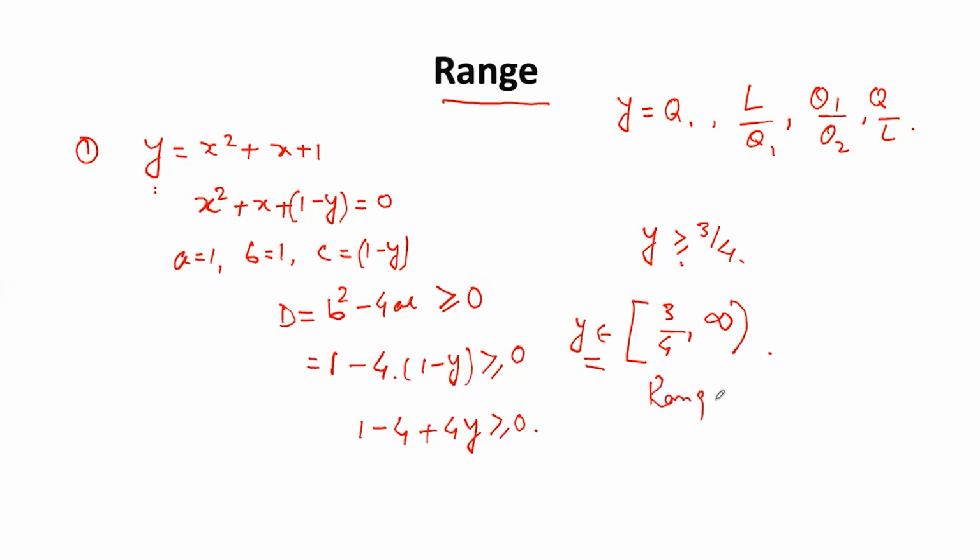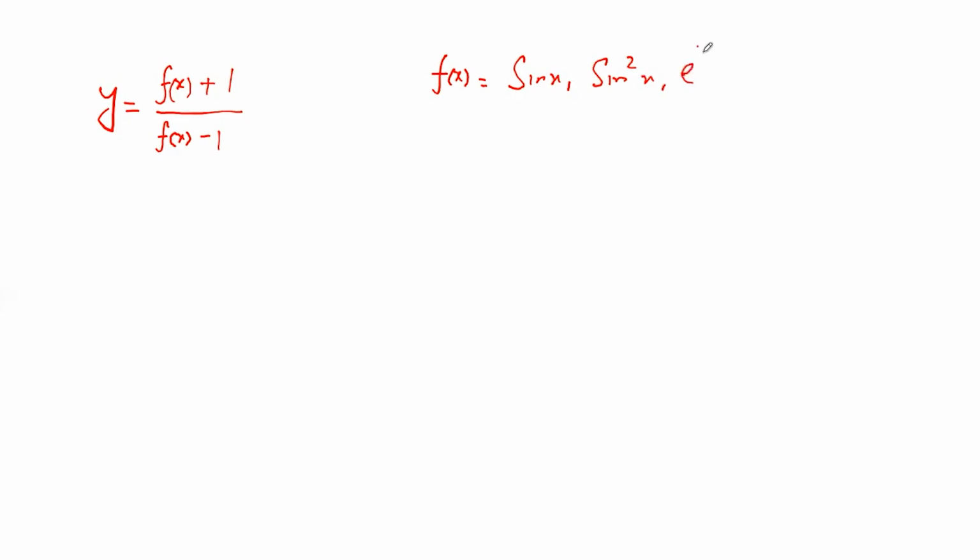So range in this case will be 3 by 4 to infinity, right? If the questions are given in different forms, a few examples I'm giving you: y is equal to f(x) plus 1 upon f(x) minus 1. And f(x) could be anything. This f(x) may be sin x, sin square x, e to the power x, maybe x square, maybe tan square x, any value is there, right? And then we have to find the range, right? Then how to find the range in this case?